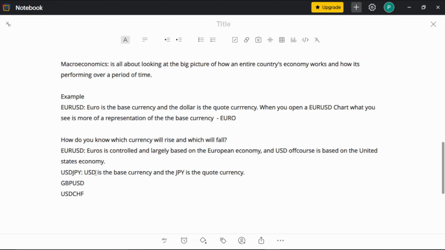Why do you do that? It's the same reason I explained earlier. When you open the USD JPY chart, what you see in the chart is basically a representation of price movement of the US dollar. So if the US economy is weak and the Japanese economy is strong, you're basically going to sell the USD JPY, because what you are seeing is a price representation of the US dollar price movement. So if the US dollar is strong and the Japanese economy relative to the US dollar is weak, then you're going to buy the USD JPY.